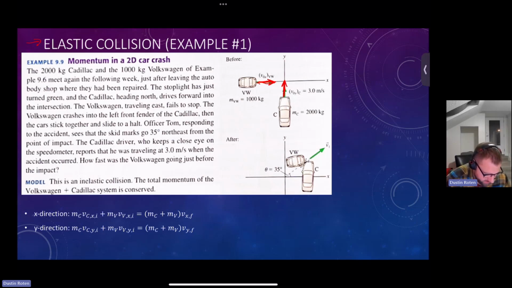Officer Tom, responding to the accident, sees that the skid marks go 35 degrees northeast from the point of impact. And then the Cadillac driver, who keeps a close eye on the speedometer, reports that he was traveling at 3 meters per second when the accident occurred. So we know how fast the Cadillac driver was going when the accident occurred. But now the question is, how fast was the Volkswagen going before the impact? So we're after this speed here.